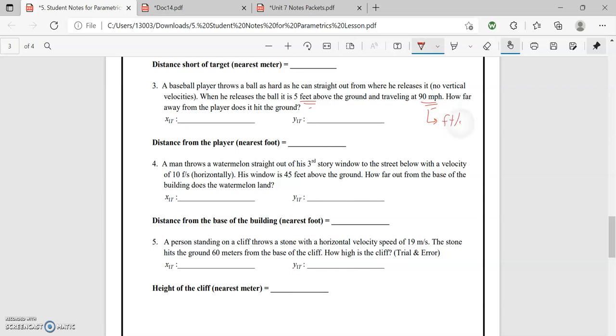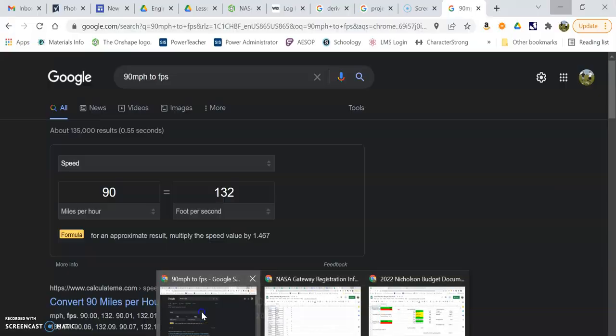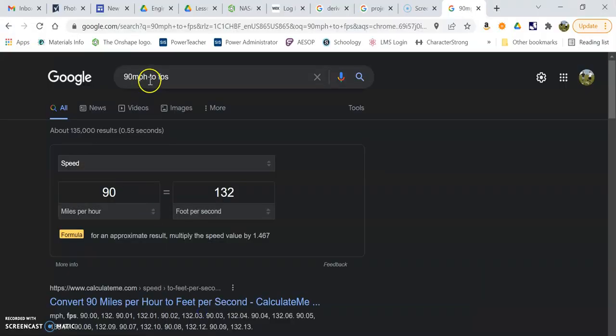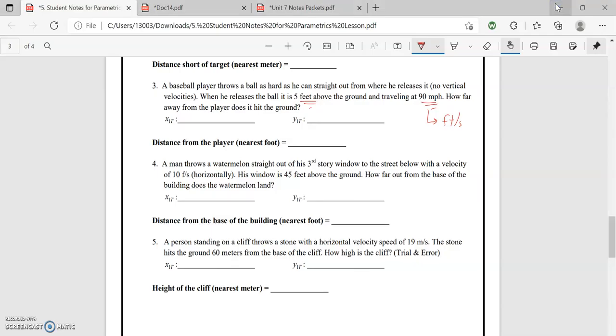We need feet per second. But, okay, of course, thanks to Google, you can just say, hey, 90 miles per hour to feet per second, boom, 90 miles an hour is 132 feet per second. And all you need to do is kind of do one of these like there, and it's 132. And then you still do the same as you did for question 1.